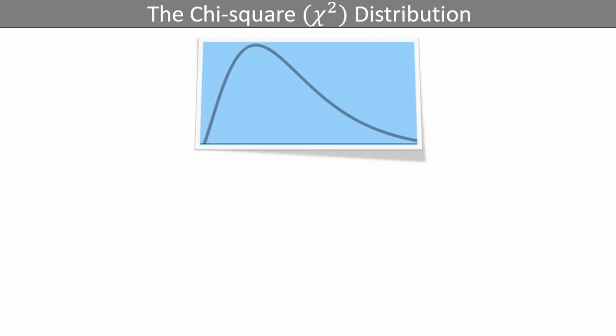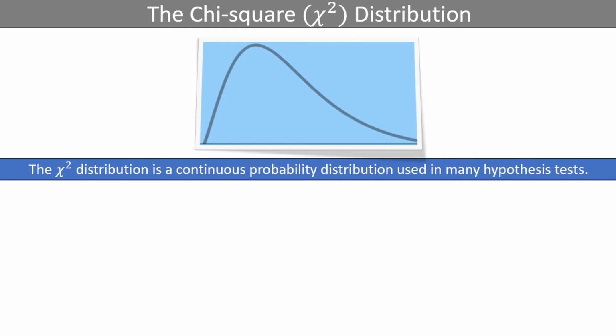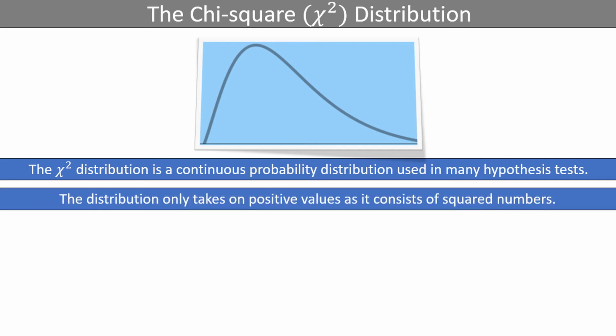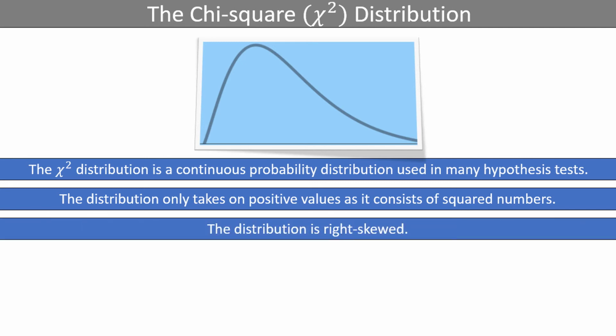First, let's talk about the chi-square distribution. Chi is a Greek letter, which looks an awful lot like the letter X, but is shaped slightly differently if you look closely. Like the z and t distributions, the chi-square distribution is a continuous probability distribution used in many hypothesis tests. The distribution only takes on positive values as it consists of squared numbers. The distribution is right-skewed, as can be seen from the graph. This contrasts the chi-square distribution from the z and t distributions, which are both symmetric.